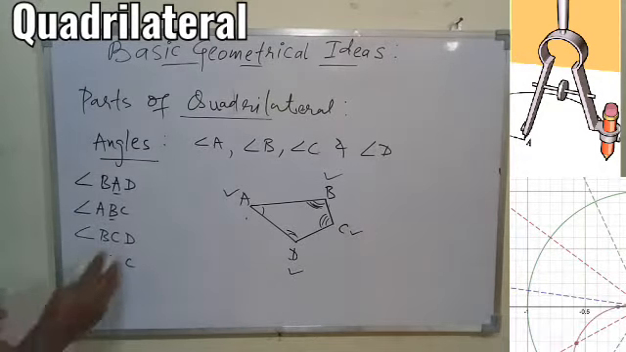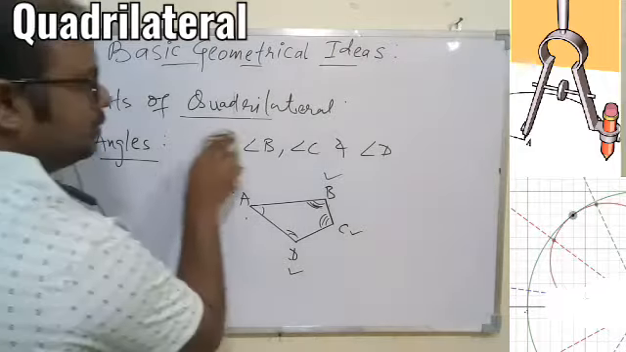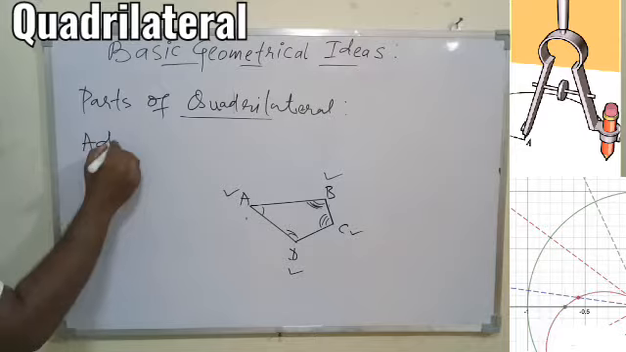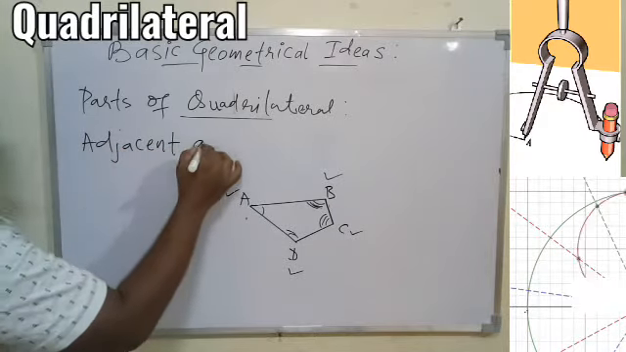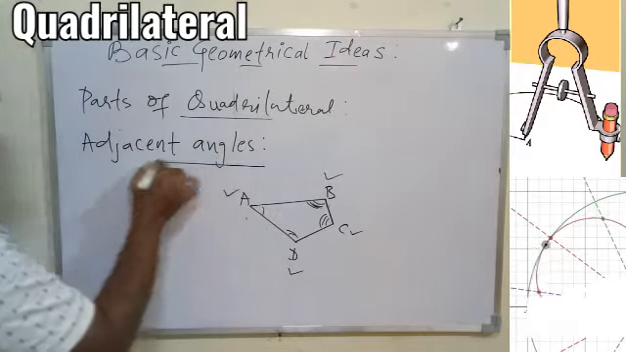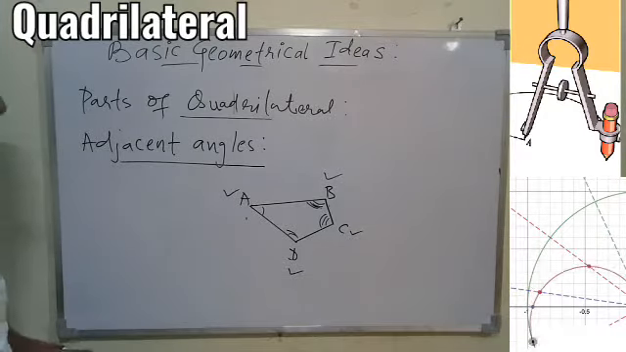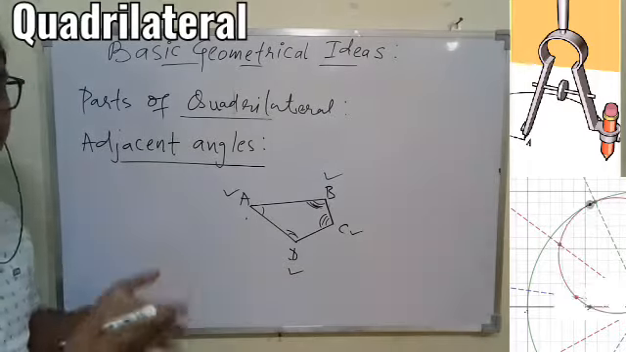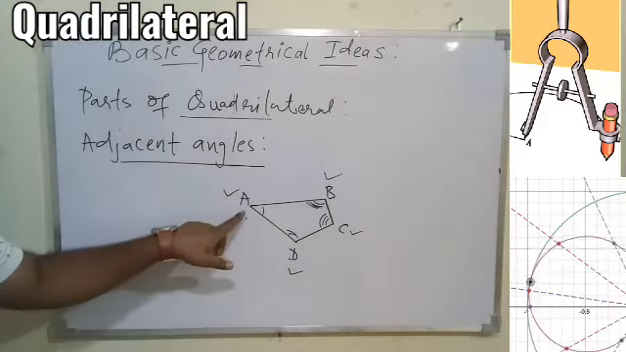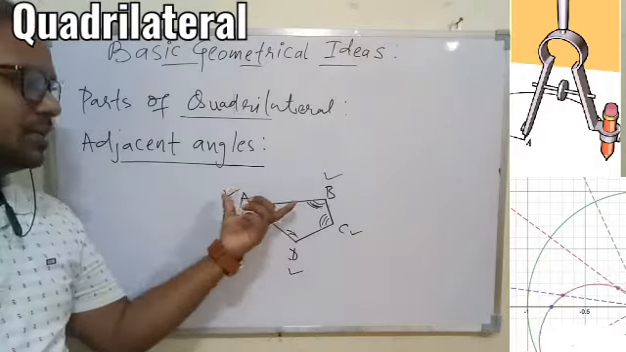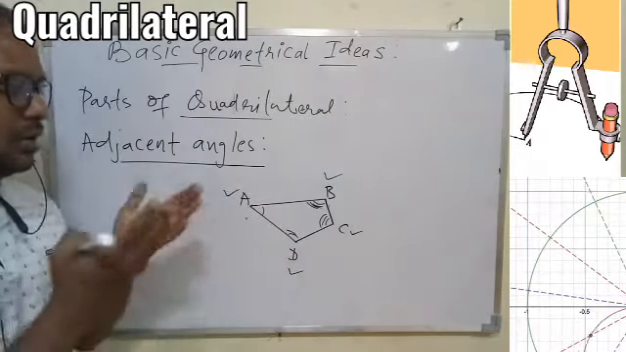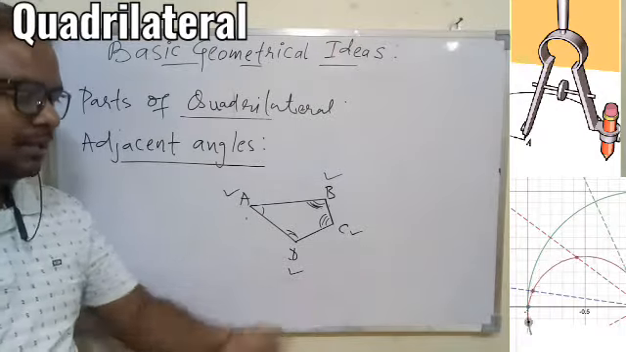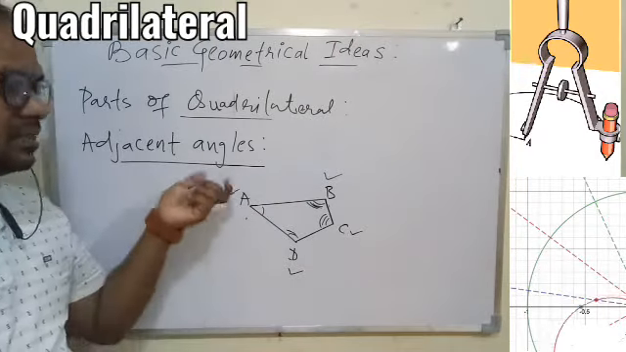And now let's talk about the next term, that is called adjacent angles. I'm not defining these terms because we have already understood this concept somewhere. Adjacent angles are nothing but the angles which are having a common side. For example, for angle A and angle B, the common side we have is AB. AB is the side of this quadrilateral which is connected with angle A and angle B. So we can say A and B are the adjacent angles.